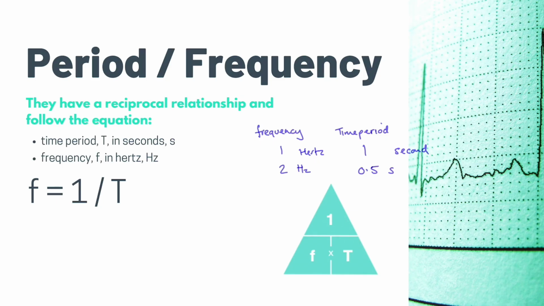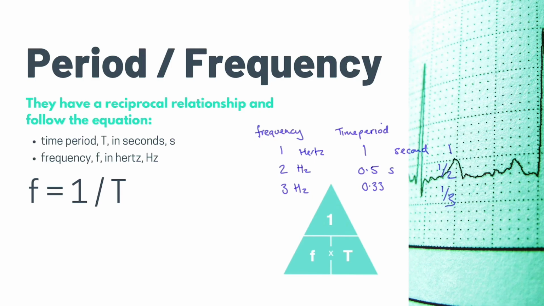Let's do it 3 times. The frequency is 3 hertz. The time period is 0.33 seconds. Let's put time period the other way. Rather than writing in decimals, let's write it in fractions.